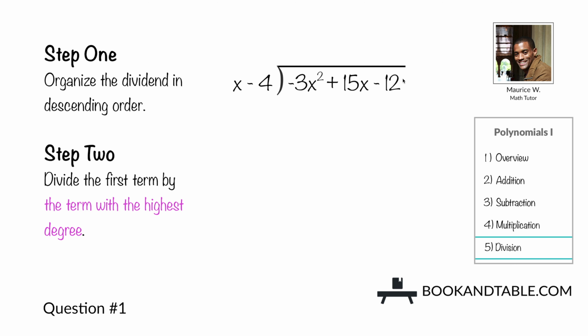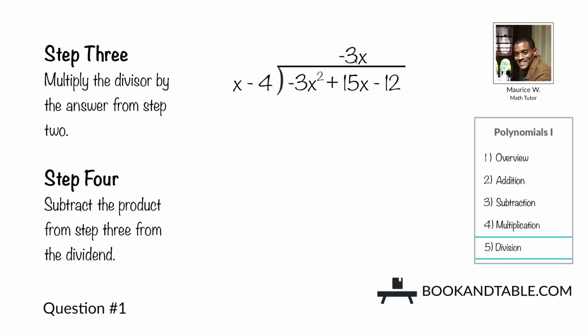And now the second step, we will divide the first term, negative 3x squared, by the term on the outside with the highest degree. So negative 4 has a degree of 0, and x has a degree of 1. So when we divide negative 3x squared by x, that gives us negative 3x. And now we'll multiply negative 3x times the divisor, and that gives us negative 3x times x, which is negative 3x squared. And negative 3x times negative 4 gives us positive 12x.